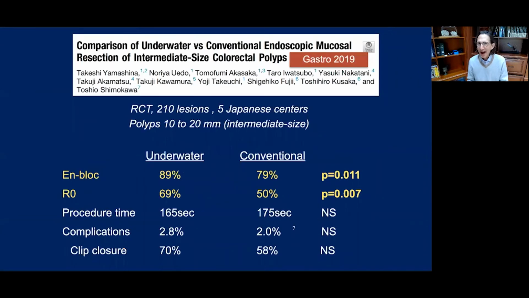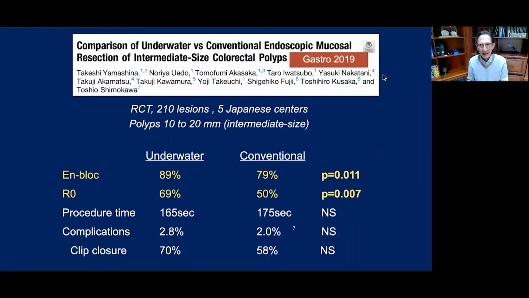So now we have randomized controlled trials, 2 and a third that is now in peer review, that are validating our ability to achieve a significantly higher en bloc resection rate using the UEMR technique compared to the conventional.